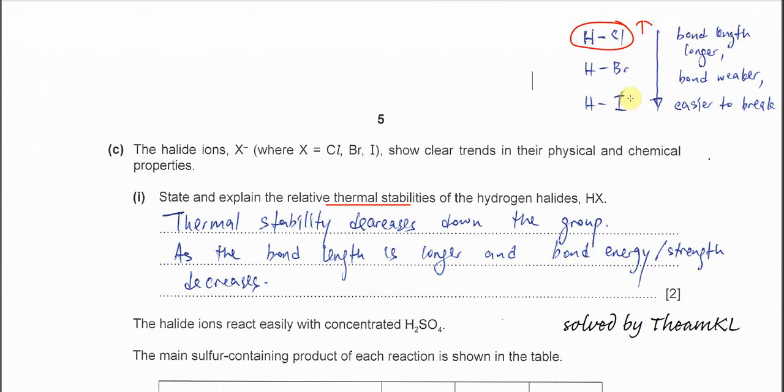The bond energy of HI is lower. That's the reason why HI has the lowest thermal stability among these three. So you just need to say thermal stability decreases down the group because the bond length is longer. Longer means the size is larger, and the bond energy therefore decreases. The energy needed to break the bond is less.